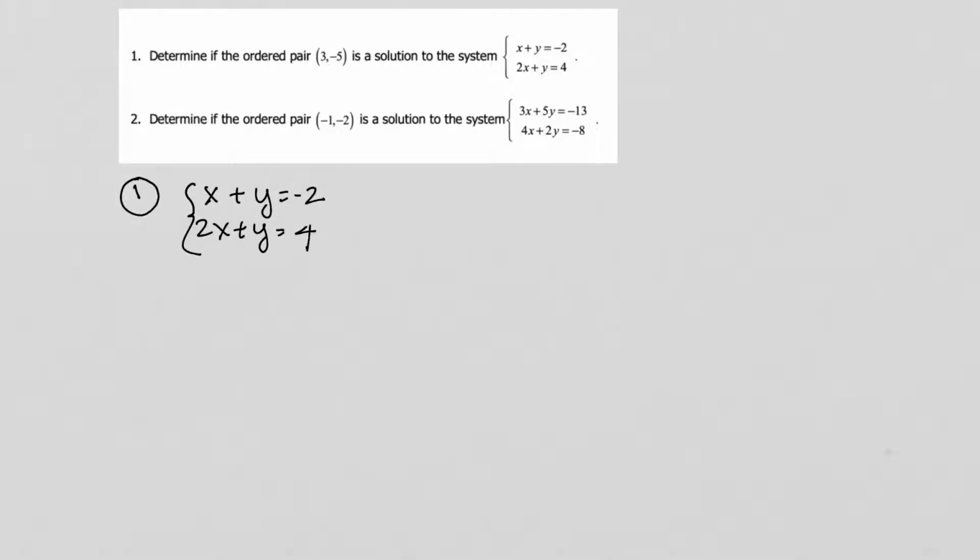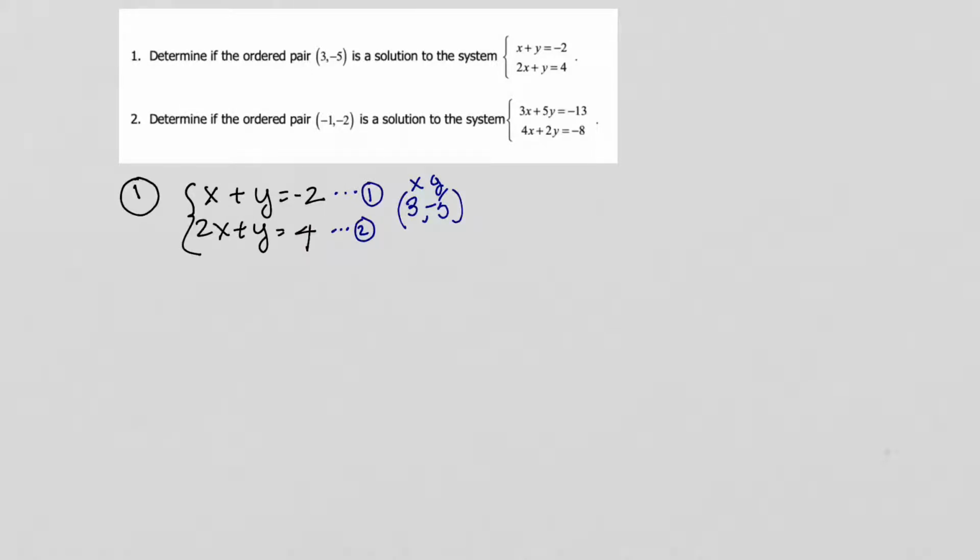We want to determine in problem number 1 if this ordered pair, x equals 3, y equals negative 5, is a solution to this equation. So I'm going to write this equation, and I'm going to label these equations. I'm going to name that one number 1, and this one number 2, and we're going to test 3 and negative 5. That's our x value, that's our y value, and this point will be a solution to this system if the x and the y values solve both equations. So let's substitute and see what happens.